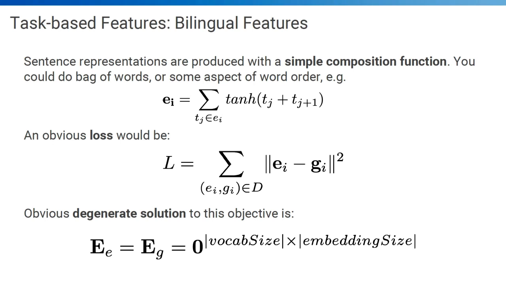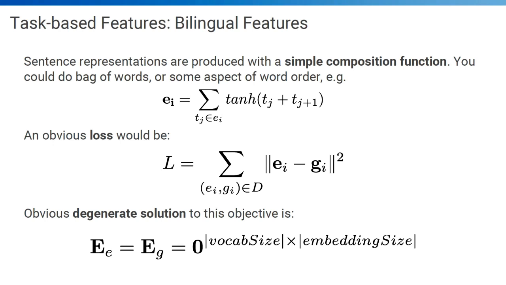This is a fairly trivial way of capturing some notion of word order. As I said, it's not the most sophisticated thing you could do. So we have simple ways of producing a representation for the English sentence from its words or the German sentence from its words. Obviously, this should be in the embedding of TI and the embedding of TJ, and of TJ plus 1.